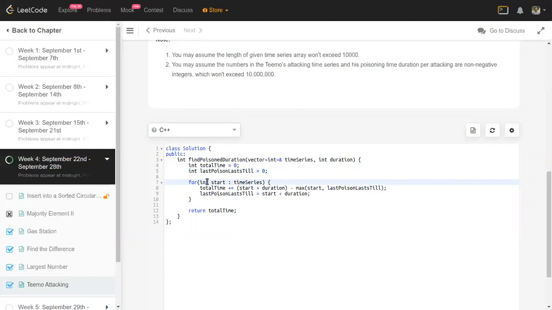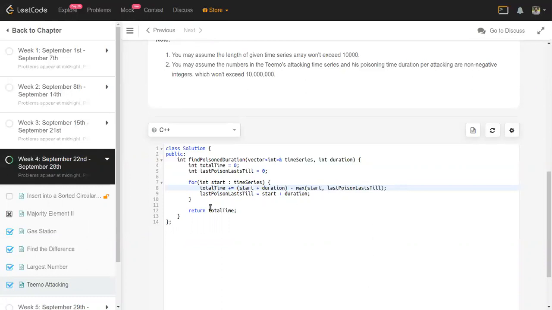So for every start time, the total time is going to be incremented by the end of the current duration, which is start plus duration, right? Minus, I could have done just start, but because we need to get rid of the overlapping period, I'm going to take max of starting of the current period and ending of the last period, which is last poison, last till, right? So this will add the appropriate number as we saw in that example.